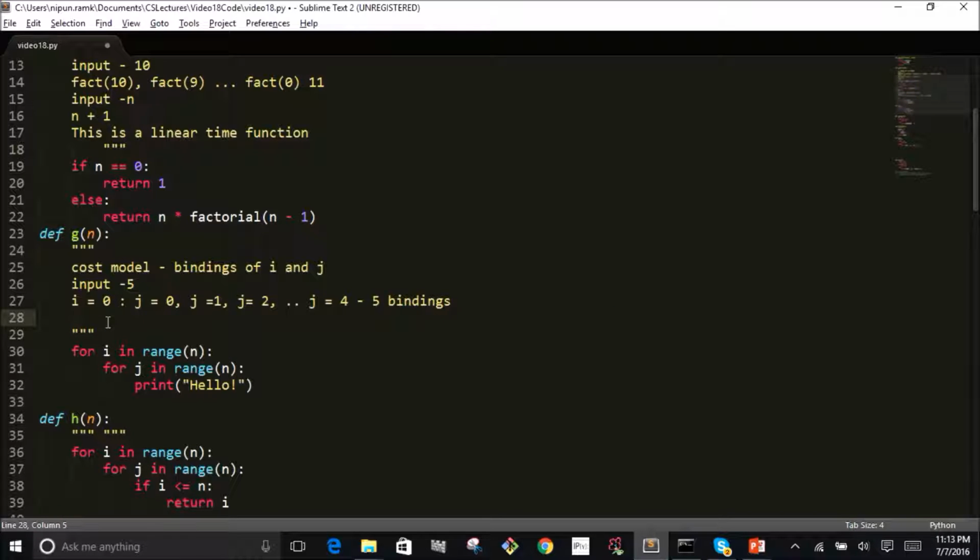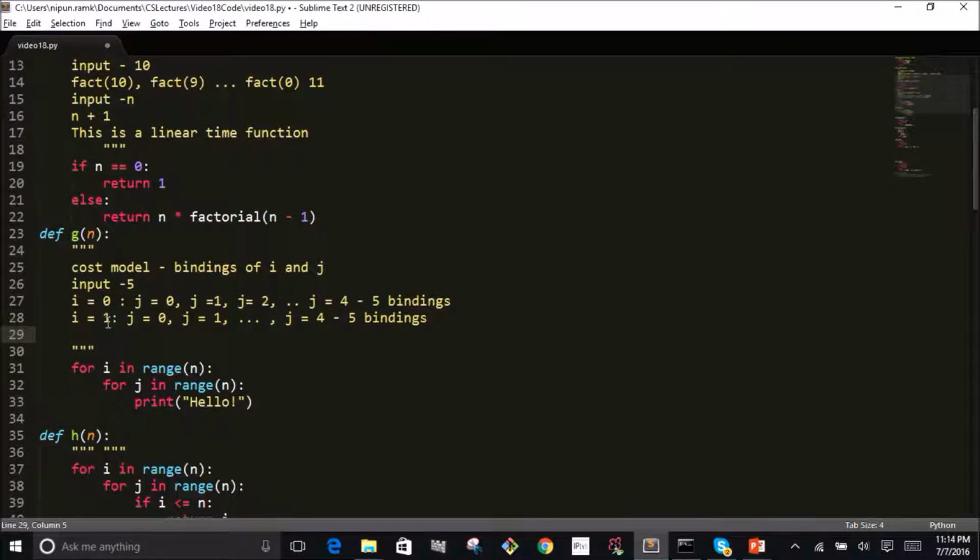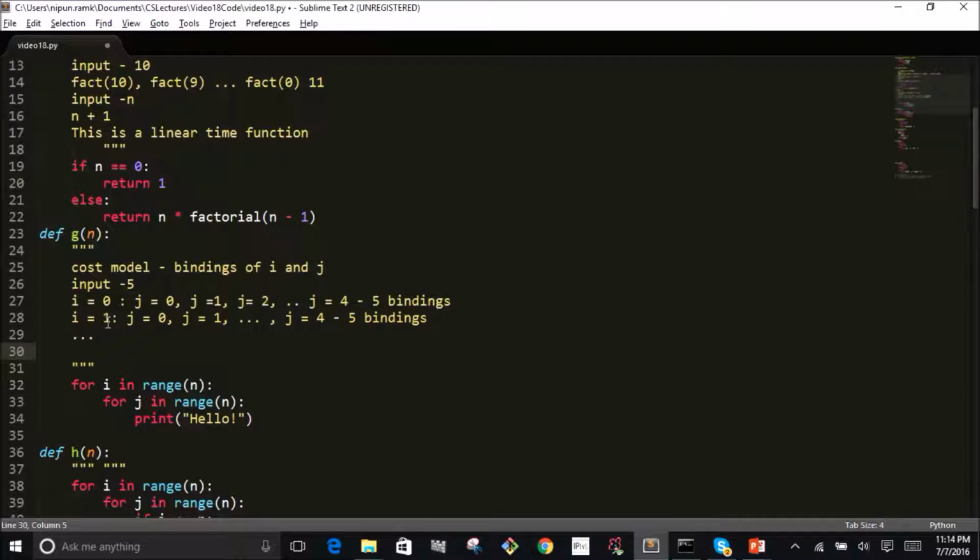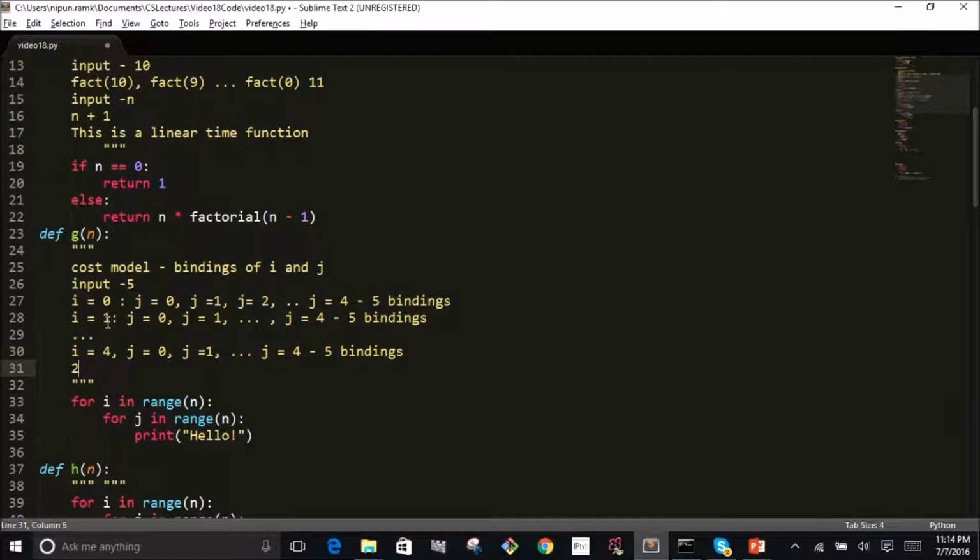Then after we finish j, we're going to get i equals 1, and we're going to get j equals 0 again, j equals 1, and then all the way to j is equal to 4. That's going to result in 5 bindings again. So now you might notice a pattern. How long are we going to go? We're going to go until i is equal to 4, with the same pattern of j equals 0, j equals 1, all the way up to j is equal to 4. So how many bindings did we have overall? We had 5 times 5, 25 bindings for input 5.